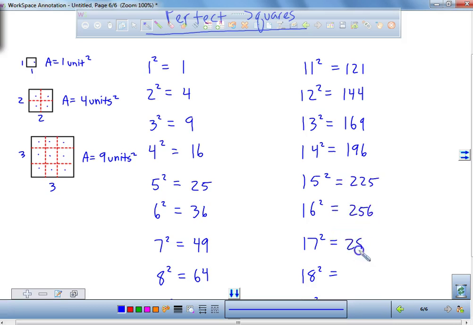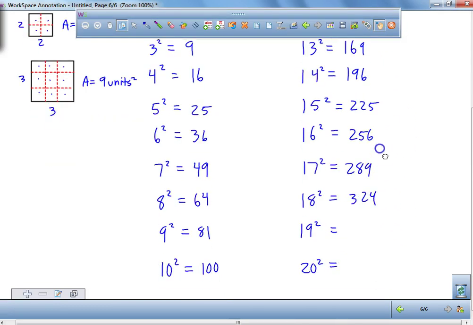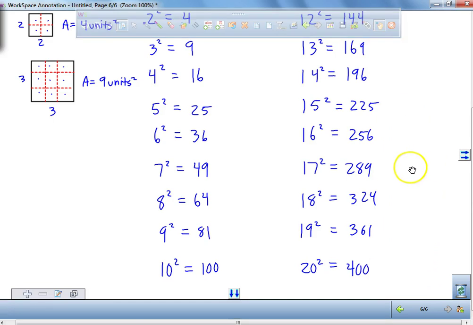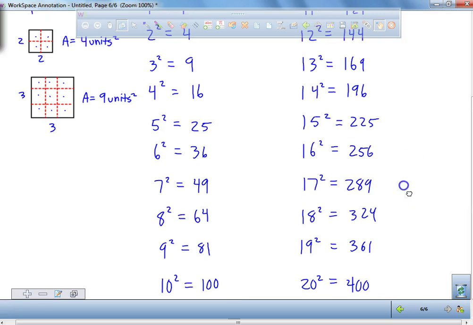Then you got 289. Try to keep up with that calculator, girl. All right? Yeah, that's what I thought. All right? We got 361 and 400. All right, I know a student over here trying to do a calculator. By the way, what's the fastest calculator in the world? Your own brain.